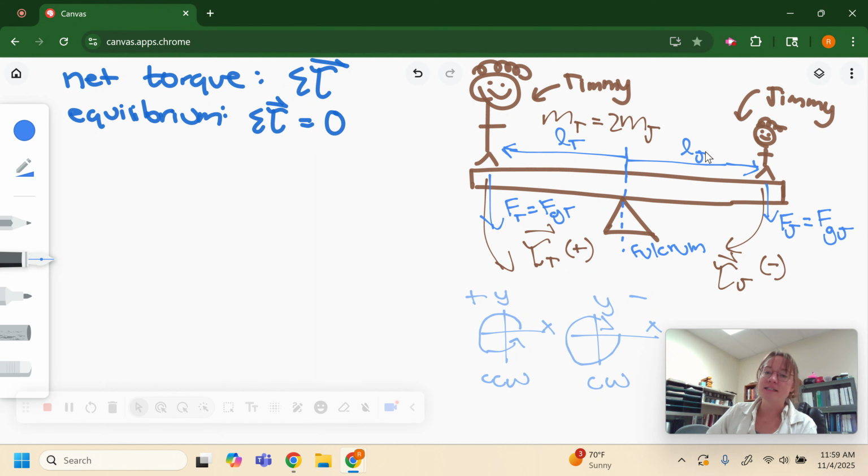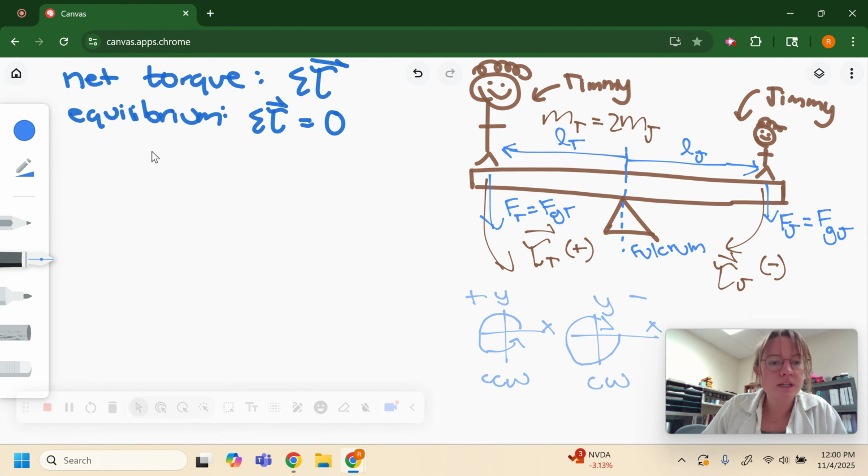Well, here's the idea. Jimmy says, can you lessen your torque just a little bit by stepping forward? Because if you decrease the length of your lever arm, Timmy, then we could actually be evenly matched. And Timmy says, I agree, but you must tell me, Jimmy, where exactly shall I stand in order to match our torques so that our torques are the same? Well, let's find out. Let me show you how we would do this kind of problem.